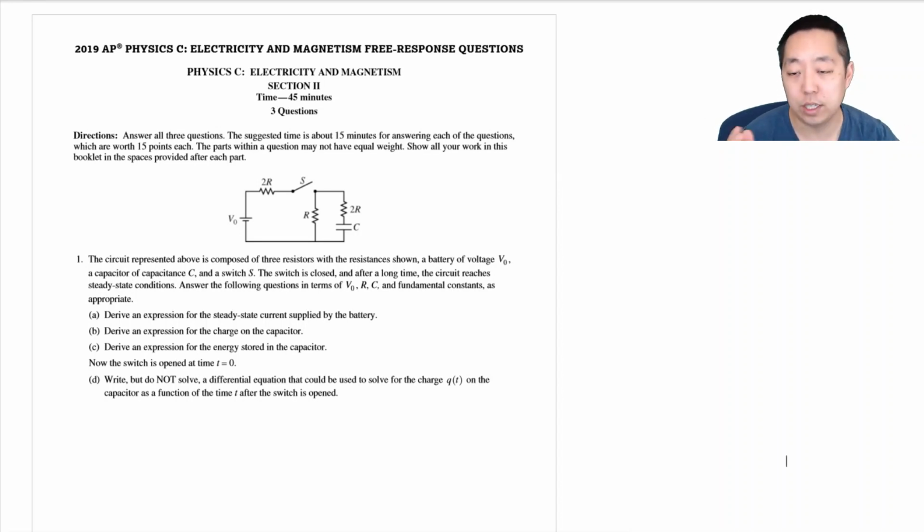This is the first year they kind of split them up for some reason. I'm not entirely sure. I don't have any relationship with the College Board.